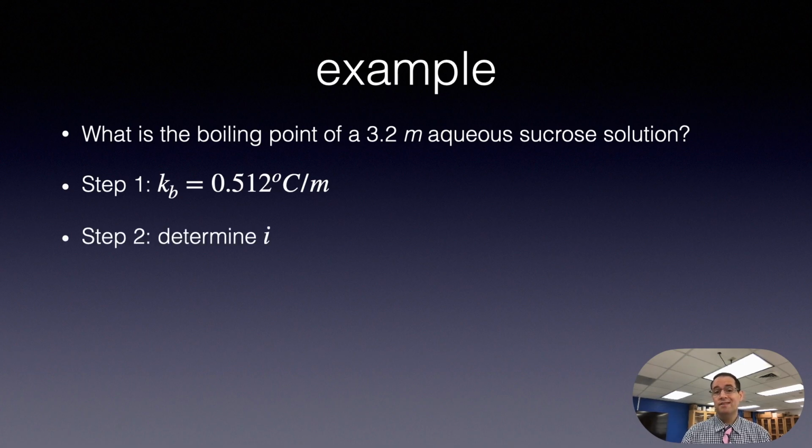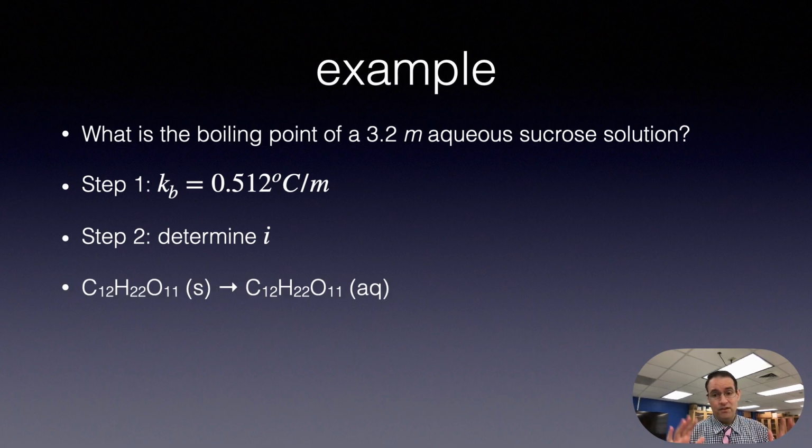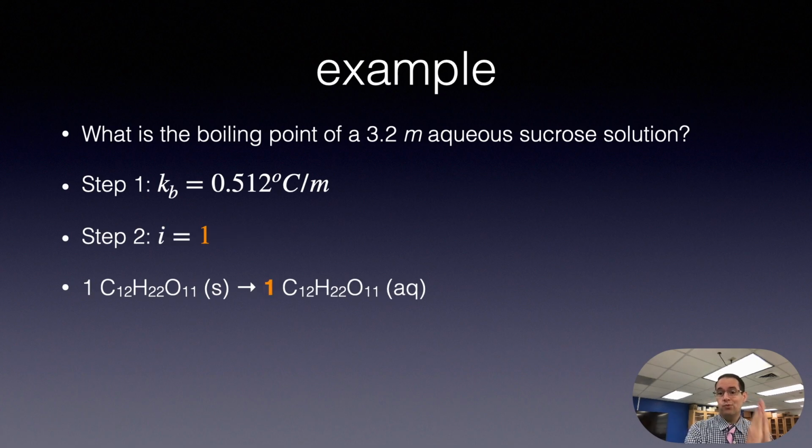Next, what you want to do is determine the i. So sucrose, remember, is a non-electrolyte, so i is going to be 1, but if you don't remember that, you can find out what its formula is. Oh yeah, there's no metals in the formula, it's not ionic, it doesn't break apart to form ions. There's one molecule forming one molecule, so i is 1, all right?